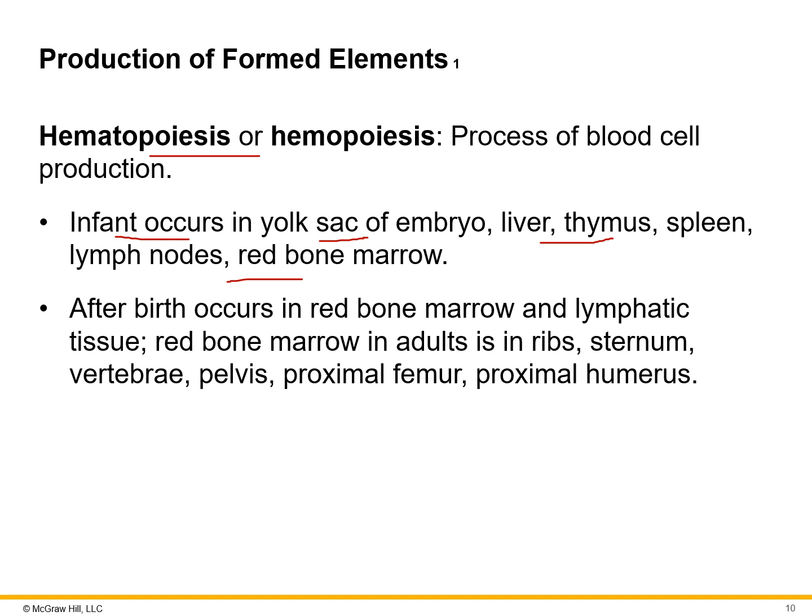Then after birth, it all moves to the red bone marrow and the lymphatic tissue. Now the red bone marrow in adults is in the ribs, the sternum, the vertebrae, the pelvis, the femur, and the humerus.